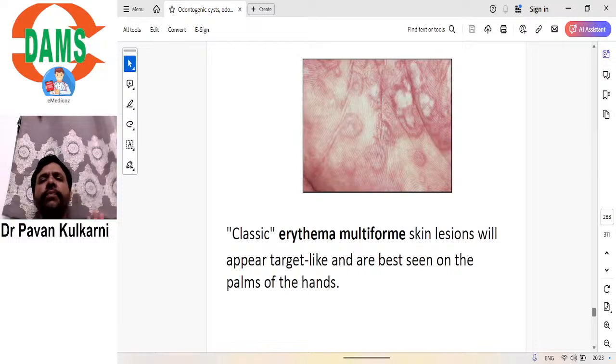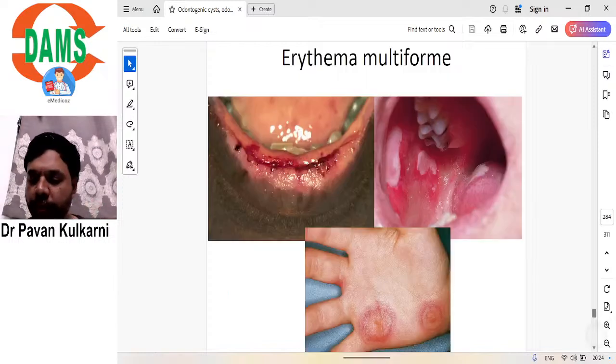This is the typical bull's eye or iris eye lesions or target lesions that you see on the palm in the patients of erythema multiforme. Okay, this is a compilation of all the images. You can see here there is a bleeding encrustation. Typically, remember, the most common site that is involved in erythema multiforme is lips. It can involve the buccal mucosa also. There will be erosions there. And on the palm, you will see the target lesions.